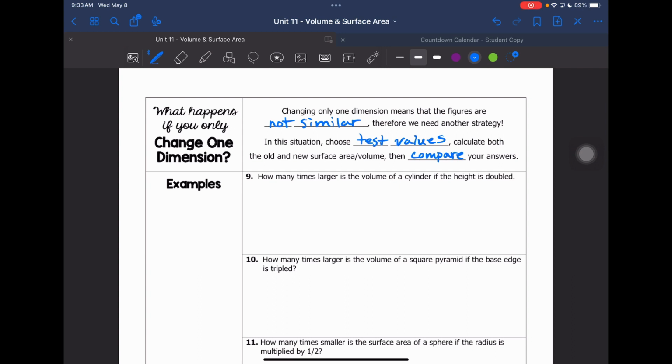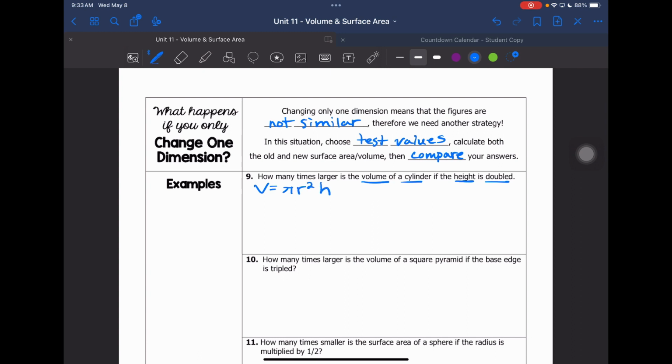How many times larger is the volume of a cylinder if the height is doubled? So we're thinking about volume of a cylinder and only the height has been doubled. So let's remember our formula for volume of a cylinder. That volume is pi r squared times height.